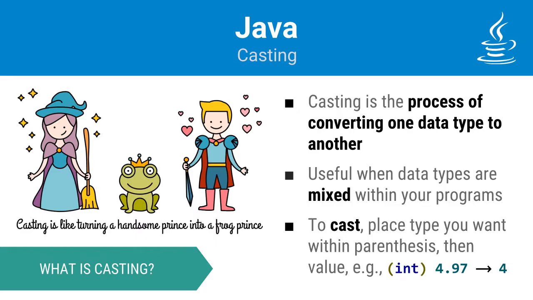Because data types have such an influence over the results of expressions and the like, it is often necessary to explicitly convert from one data type to another in your programs. This process is referred to as casting. Think of it like how a handsome prince is cast into a frog. The syntax for casting is pretty simple. Simply place the type you want to convert to within parentheses, immediately preceding the value to convert.